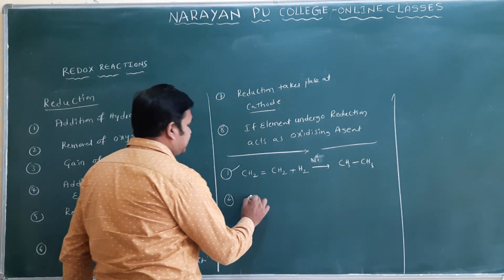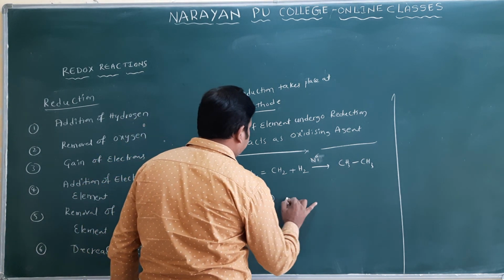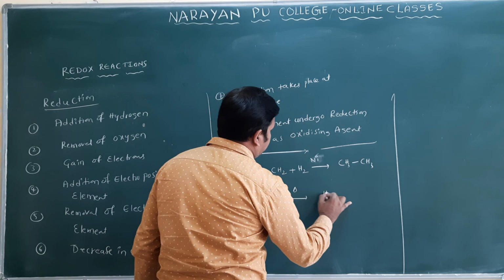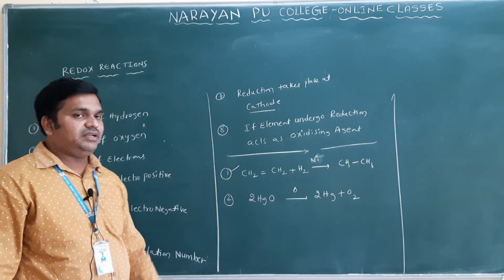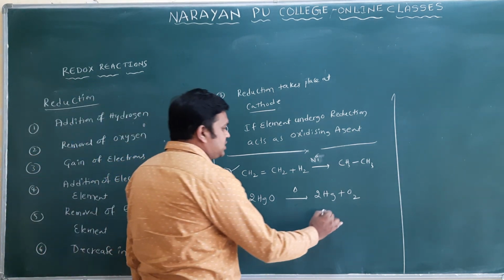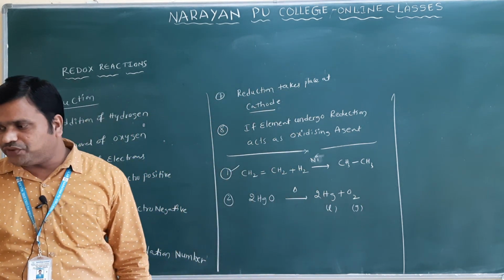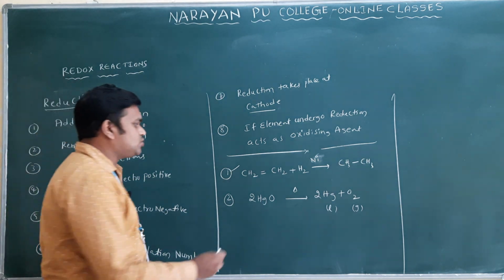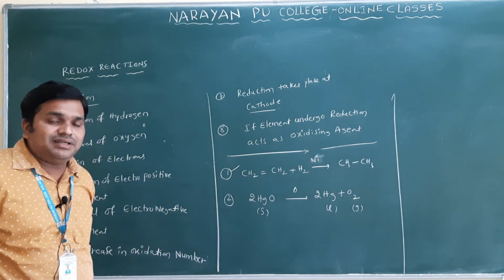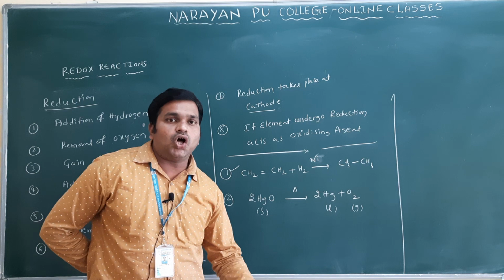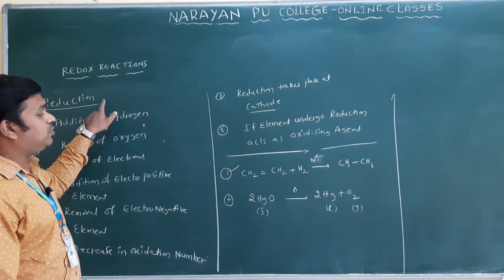See the next example here. I am taking mercury oxide, 2HgO, which on heating gives 2Hg plus O2. So mercury oxide on heating gives mercury plus oxygen. Mercury is a liquid and oxygen is a gas, while mercury oxide is a solid. So here mercury and oxygen are formed. In this reaction there is removal of oxygen. So removal of oxygen comes under reduction only.